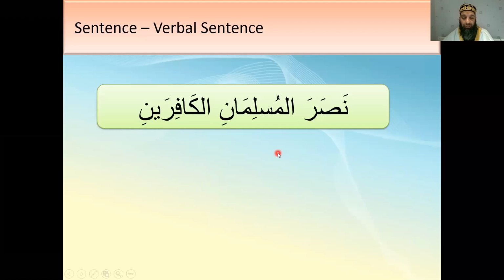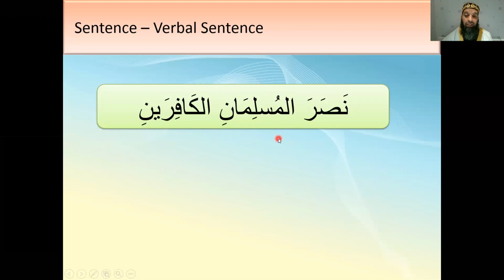Okay, so here we're going into dual now. This is just my examples. Nasara, he helped. Al-Muslimani al-Kafiraini. So who is doing the helping? Two Muslims. Because ani is marfu for dual, yes? It's the marfu pattern for dual. So the two Muslims helped al-Kafiraini, the two disbelievers. Exactly. So the two Muslims helped the two disbelievers.